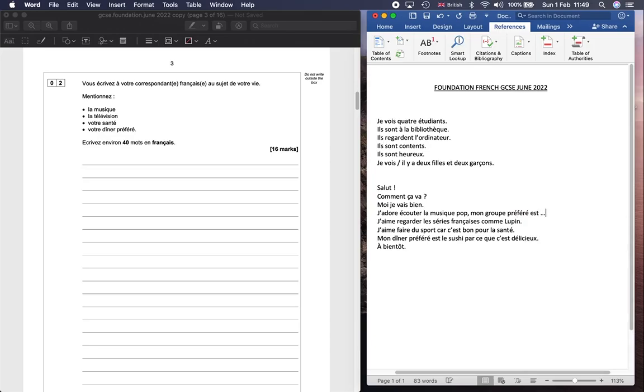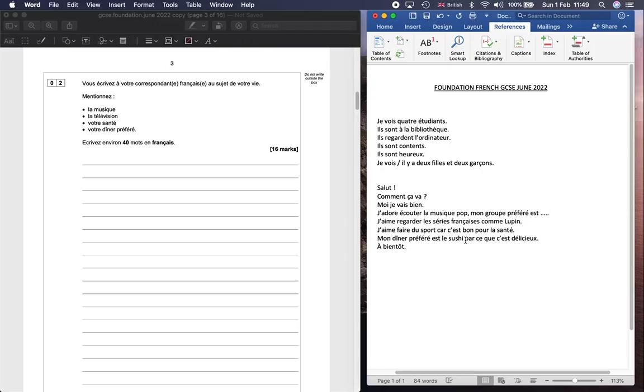And then you put your own favorite group. Let's see if we can add something else. J'aime regarder les séries françaises comme Lupin. J'aime faire du sport car c'est bon pour la santé. Mon dîner préféré est le sushi parce que c'est délicieux.